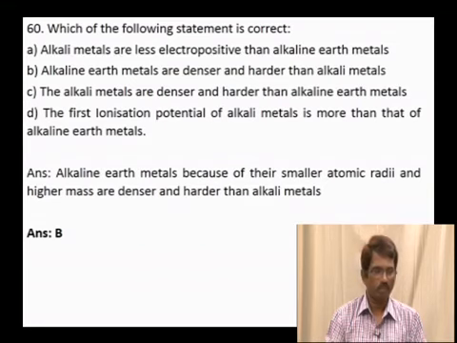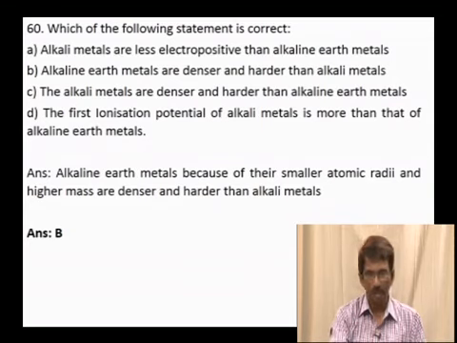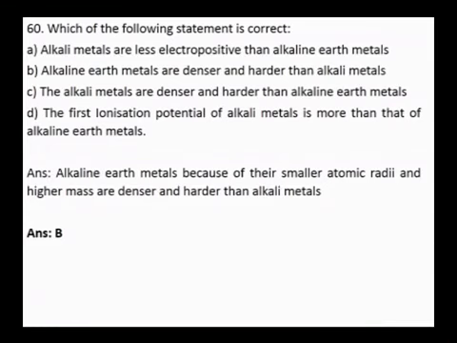Definitely this is a valid statement, because alkaline earth metals will have small size when compared to alkali metals. When you move from left to right along a period, because of the addition of electrons to the same shell and increase in the nuclear charge, the size naturally decreases, and therefore alkaline earth metals in each group will have smaller size compared to alkali metals. And the higher mass of alkaline earth metals makes them denser and harder than alkali metals. Option B appears to be the correct statement.